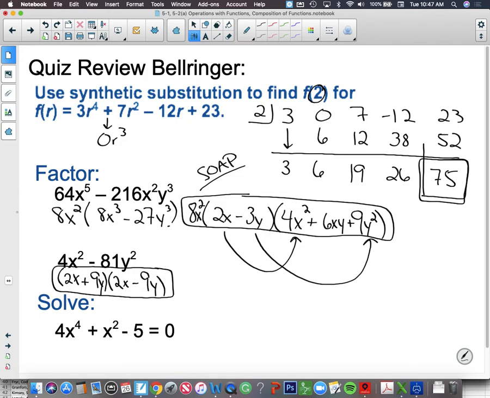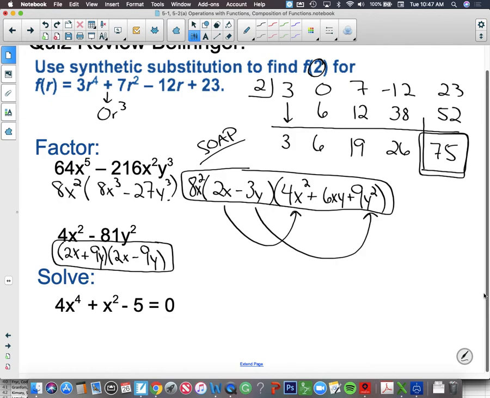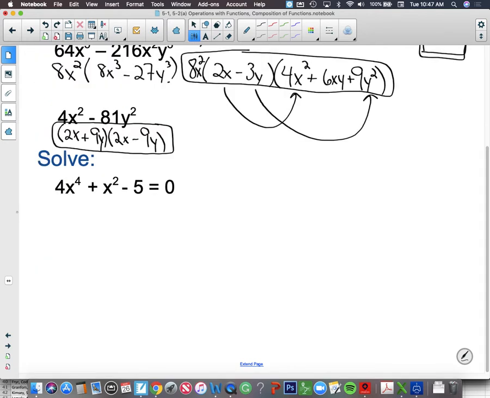And then all the way at the bottom here. Okay, all the way down here. So solve 4x to the fourth plus x squared minus 5. We cannot take anything out, so we should recognize that that's a fourth and that's a square. So we're just kind of factoring it like normal, but we're going to have x squareds in the front of both of our parentheses.